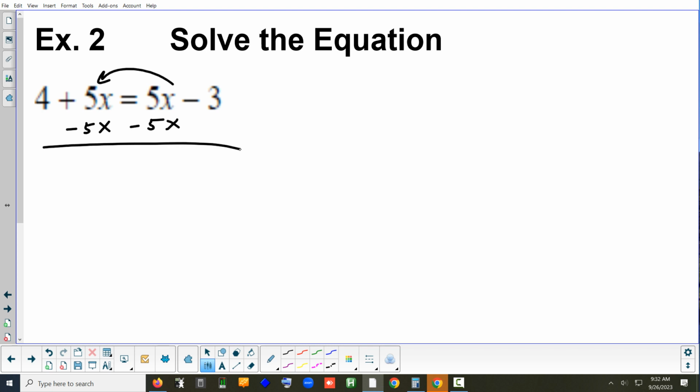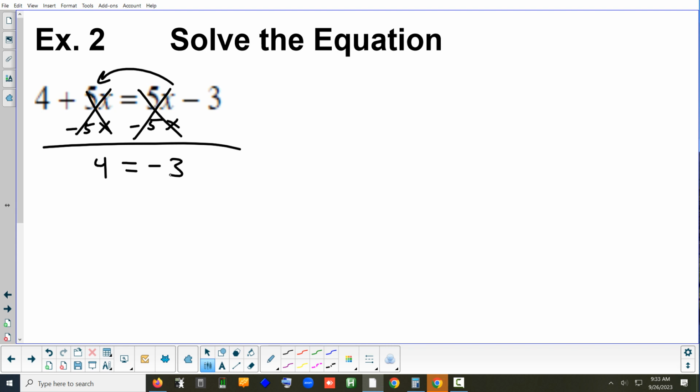Okay, so now on the left side, 5x minus 5x cancels out because we get 0. And 5x minus 5x on the right, that cancels out. So this is something that never happened yesterday. All the variables cancel. What's on the left side? 4. Just the 4. And what's on the right? Negative 3. -3. If all the variables cancel out, you're done doing steps in the problem. At this point, we just have to look at that and figure out what's going on. 4 equals -3.